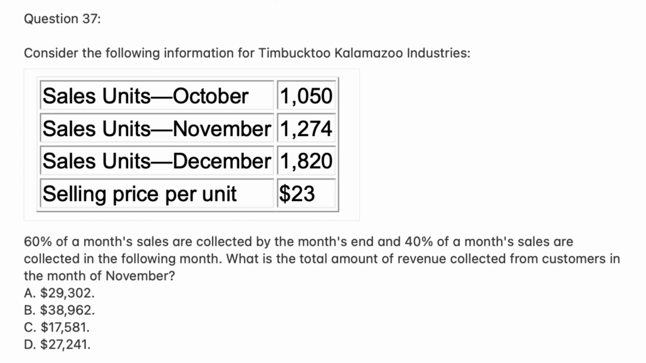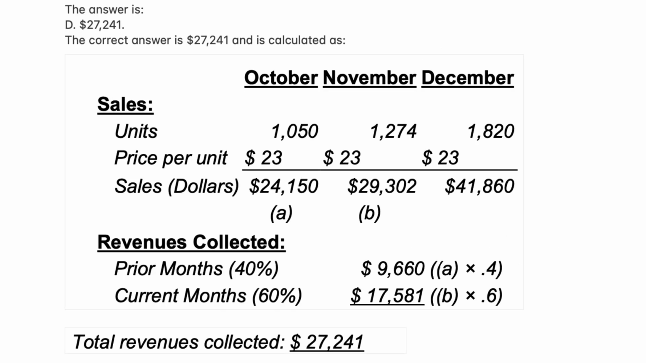60% of a month's sales are collected by the month's end and 40% of a month's sales are collected in the following month. What is the total amount of revenue collected from customers in the month of November? A. $29,302. B. $38,962. C. $17,581. D. $27,241. The answer is D. $27,241. The correct answer is $27,241 and is calculated as.